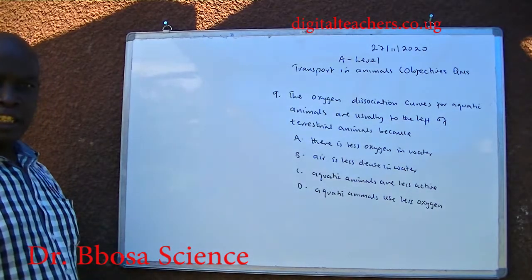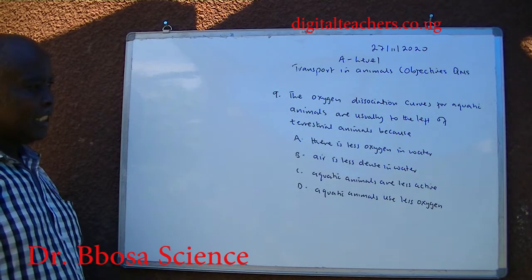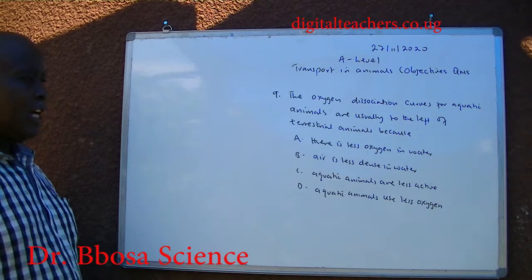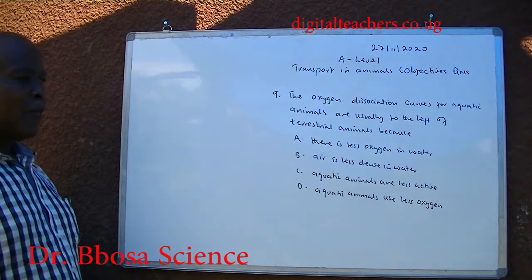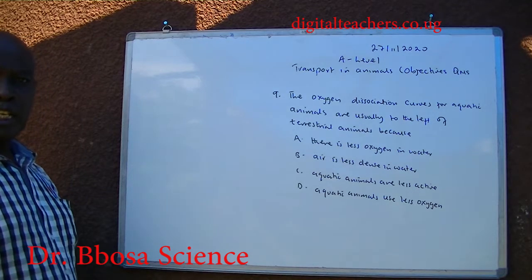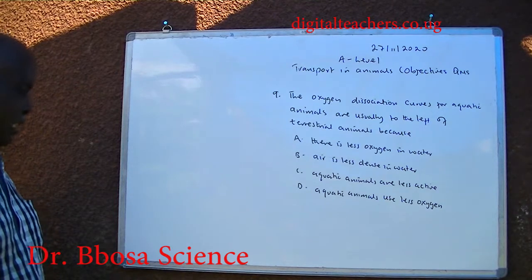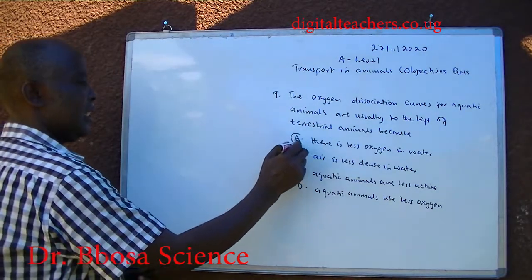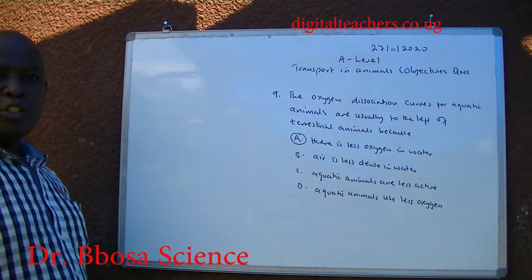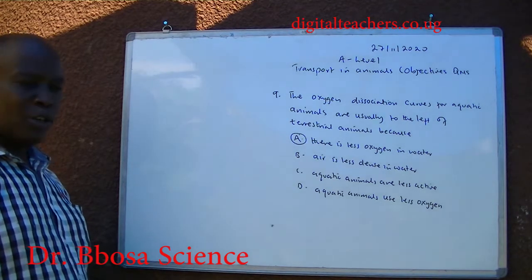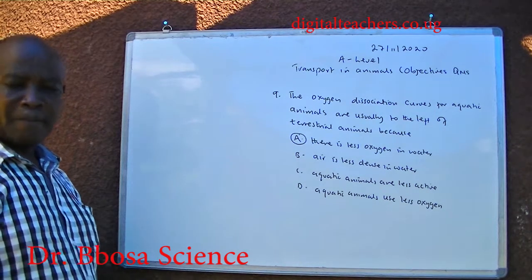There is less oxygen in water. B. Air is less dense in water. C. Aquatic animals are less active. D. Aquatic animals use less oxygen. You can pause and answer. The answer is A. There's less oxygen in water, so hemoglobin for aquatic animals has high affinity for oxygen.